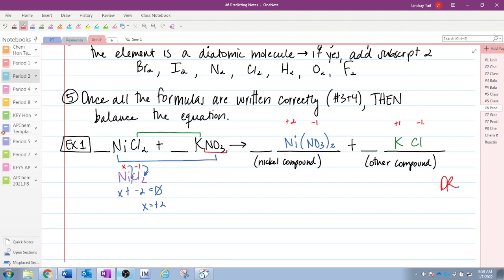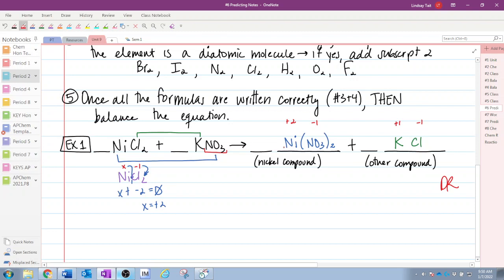So let's pause there. Questions on what I just did to come up with the formulas for my products? How did I know what to put together? Where did I get the charges from? Go. How come you don't put the +2 on the nickel as a subscript? Yeah, you crisscross. Yeah, it's a -1 for the nitrate. The -1 from the nitrate doesn't get written when it crosses. All right, other questions?